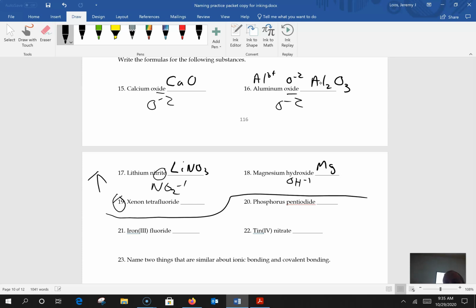Magnesium hydroxide. Magnesium is +2, hydroxide's -1, so I need 2 hydroxides. This is where you need parentheses, when you need more than one of a polyatomic ion. On hydroxide in particular, people tend to forget the parentheses. And then xenon tetrafluoride. So remember, when you see the prefixes, just write down what it says. Don't worry about charge balancing or anything like that.